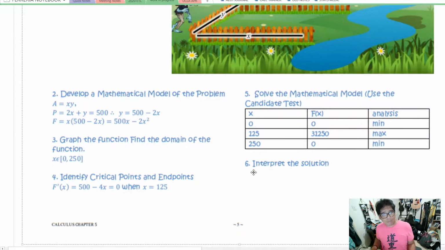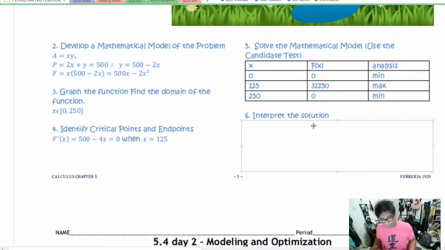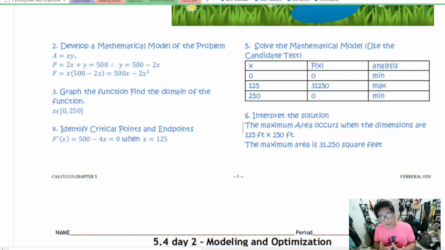We know where our maximum is, so we can interpret our solution. The maximum area occurs when the dimensions are 125 by 250. How did I get that 125 and 250? 125 is pretty easy. We knew 125 because it was our critical point, and of course that's our value of x. The 250 comes from the value of y, and you'll get that by substituting over here. 2 times 125 is 250. 500 minus 250 is 250. So that's where we got our y dimension.